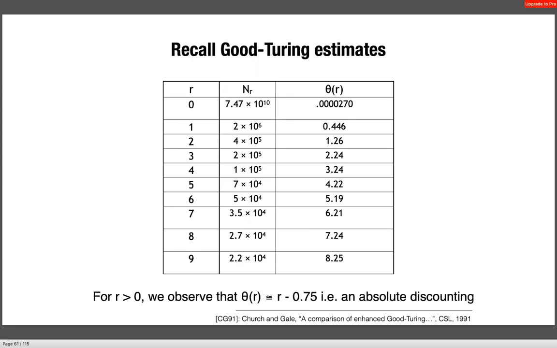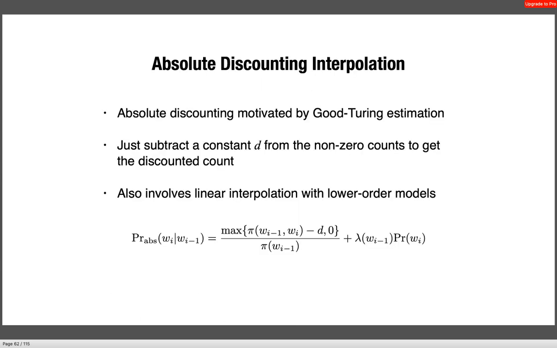What someone observed is that for R greater than 0, if you look at these numbers and theta R, it looks like it's R minus some constant, approximately, at least for small values of R, which is kind of an absolute discounting scheme without even computing the N_R plus 1 and N_R to compute theta. So this was motivated by Good-Turing, but then it was observed that maybe you could just subtract a constant from the non-zero counts to get the discounted count, and that wouldn't be too bad as well.